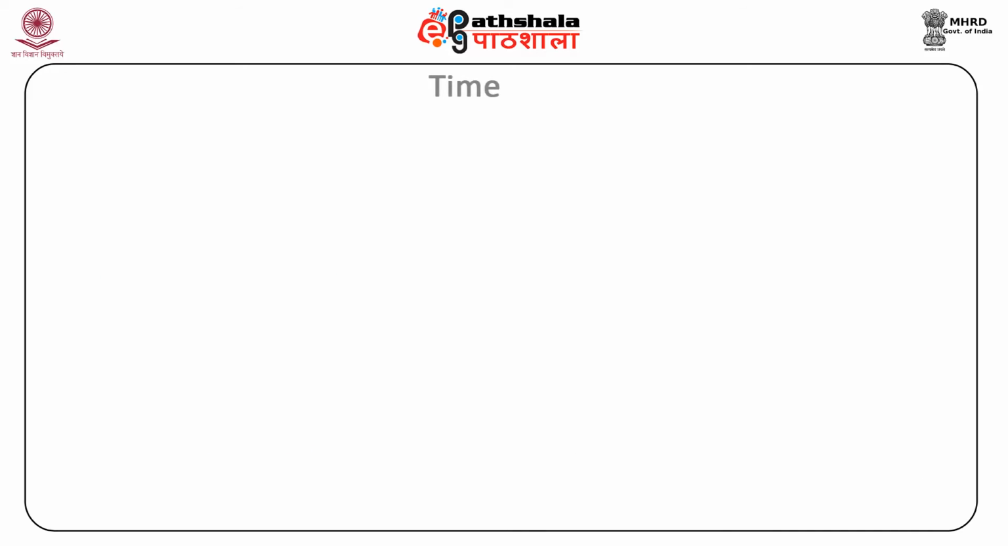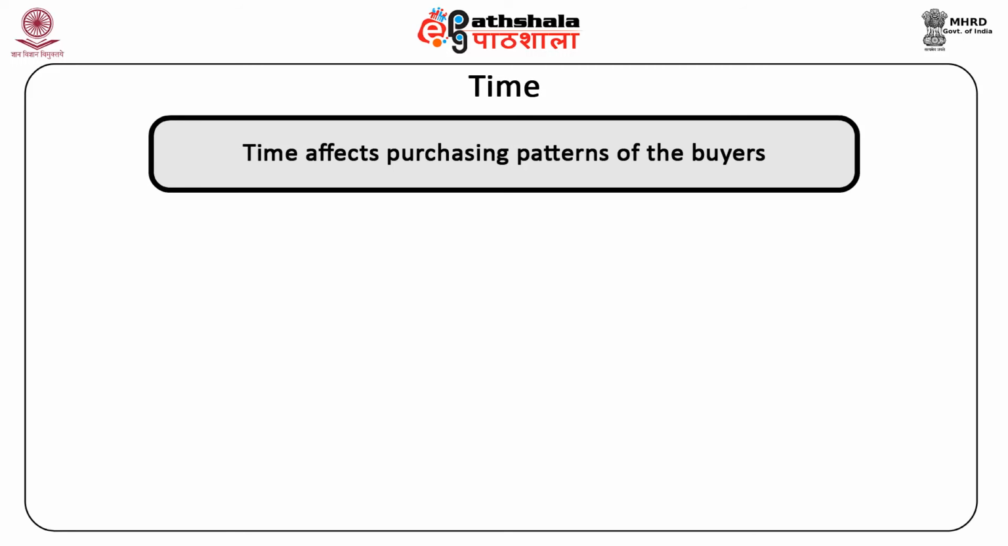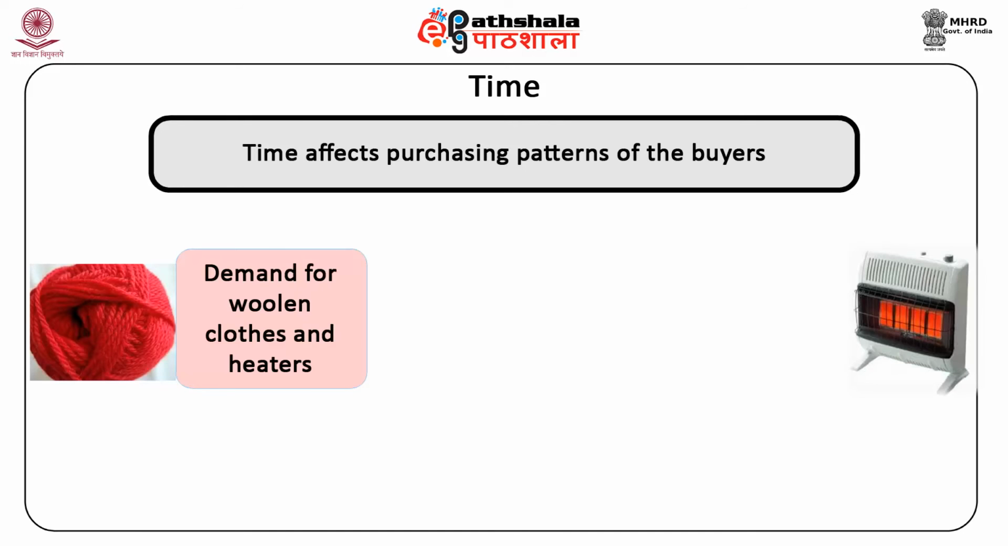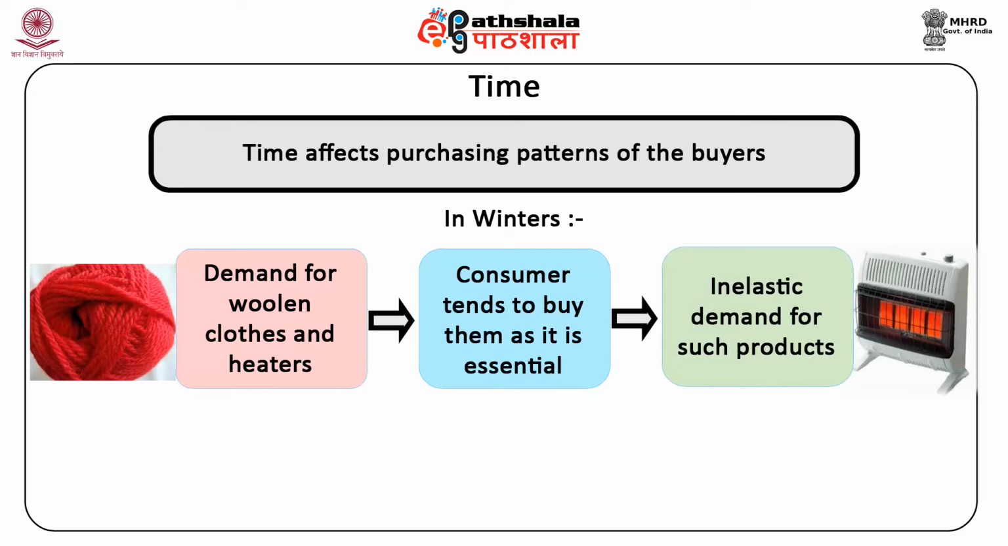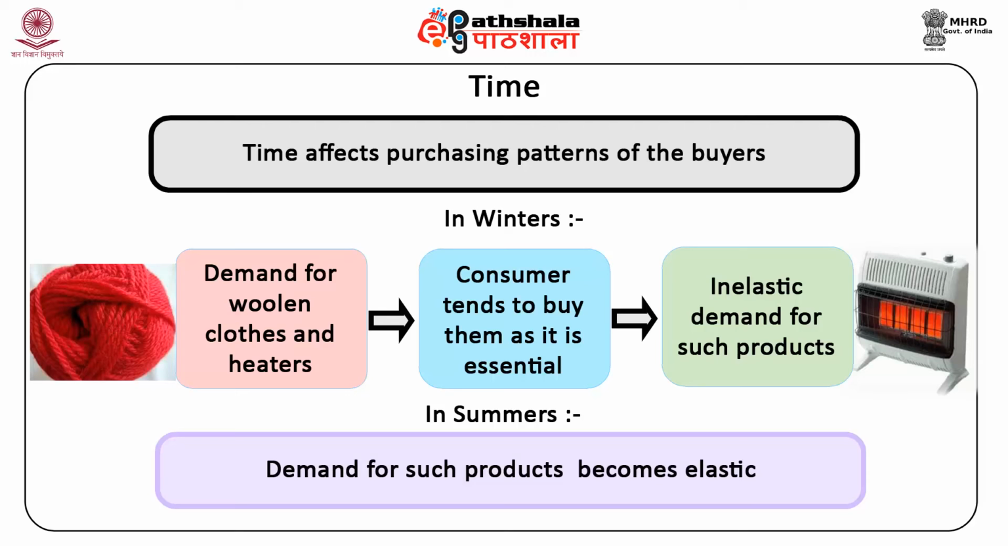Time. Time can also affect the purchasing patterns of the buyers. For example, we tend to buy more woolen clothes and heaters in winters because it is essential to have these products. So the demand for these products in winter will be inelastic. But as the summer season approaches, the demand for these products will be elastic because the consumers will defer the purchase of these products even if there is a slight increase in their prices.